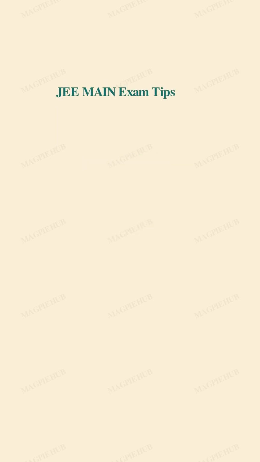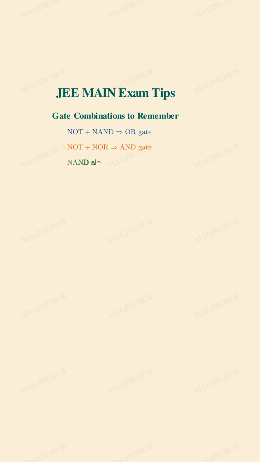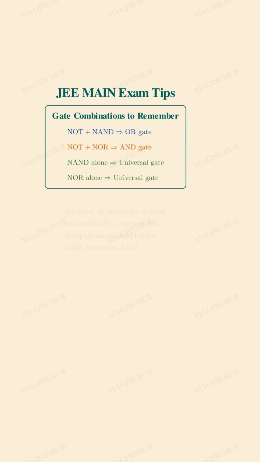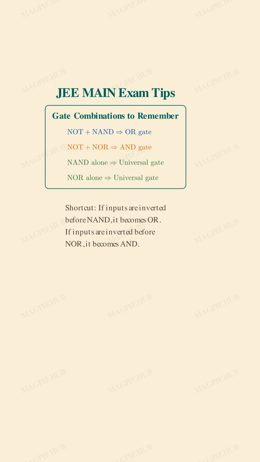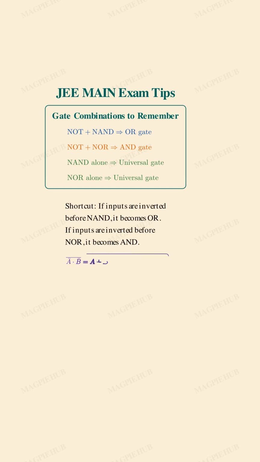Here are some exam tips. Remember these gate combinations. NOT gates followed by a NAND gate gives an OR gate. NOT gates followed by a NOR gate gives an AND gate. Both NAND and NOR are universal gates, meaning any logic circuit can be built using only NAND gates or only NOR gates. The quick shortcut is if inputs are inverted before a NAND, you get OR. If inverted before NOR, you get AND. These follow directly from De Morgan's theorem.